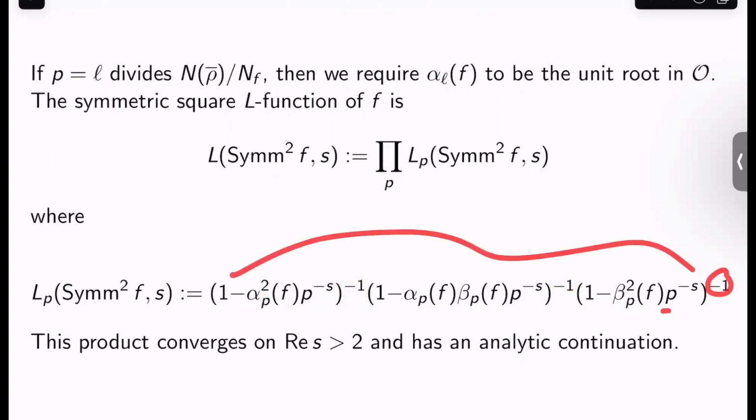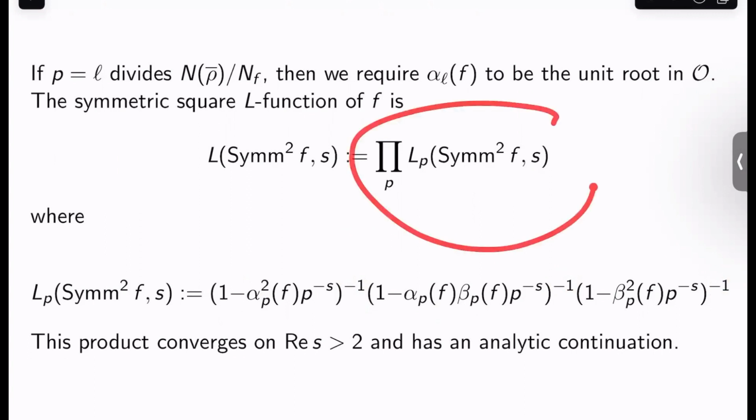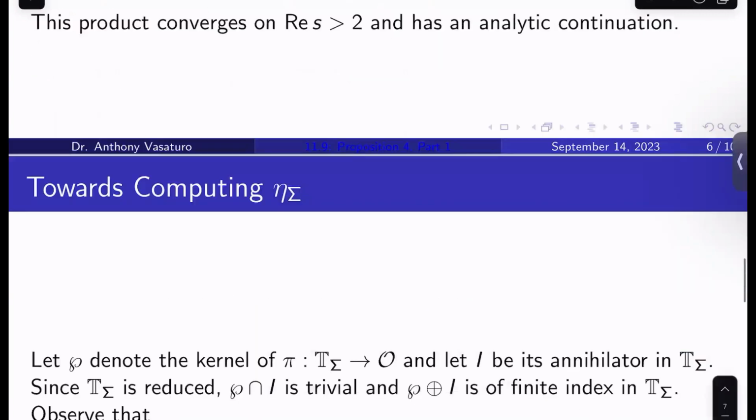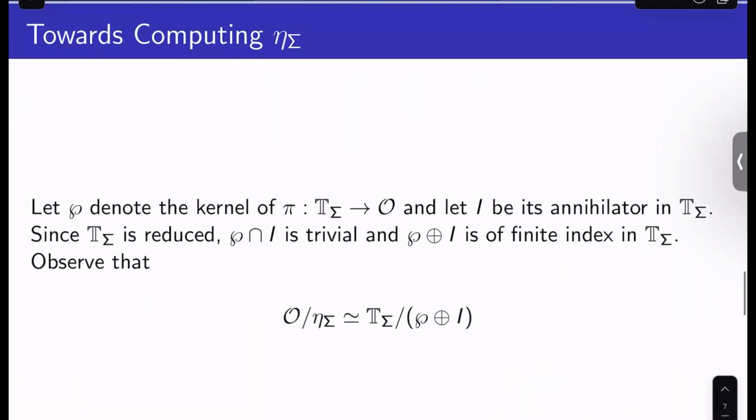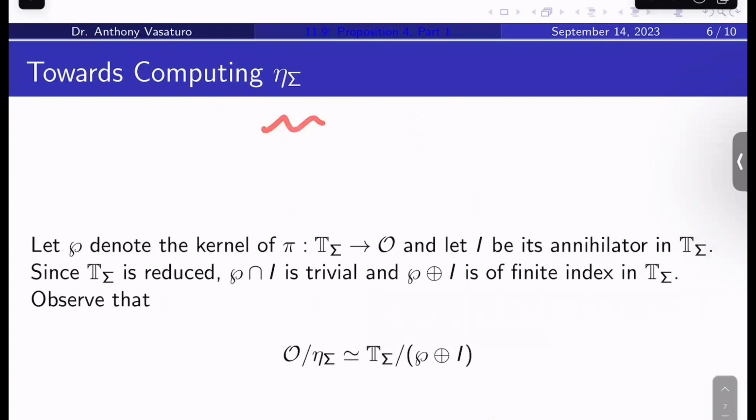Hopefully you can see the symmetry there and the squares there, so hence the name, right? It turns out this product converges on the real part of s bigger than 2 and has an analytic continuation, okay? Now we're going to start pushing towards computing this congruence ideal η_σ, right?